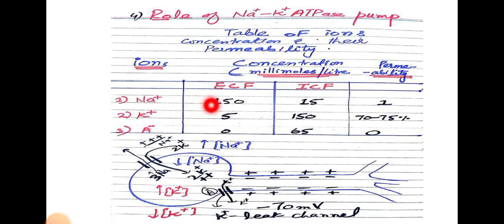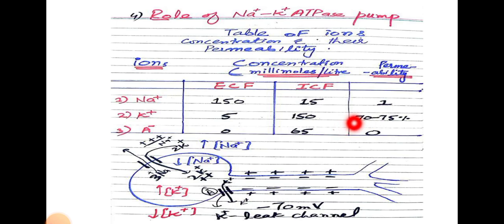Sodium concentration is greater in extracellular fluid as compared to intracellular fluid, and the unit is millimoles per liter. Similarly, potassium is lesser in concentration in extracellular fluid and greater in concentration in intracellular fluid. And there are no proteins in extracellular fluid, and proteins are trapped inside the cell and they are present in intracellular fluid. Now, compare the permeabilities.